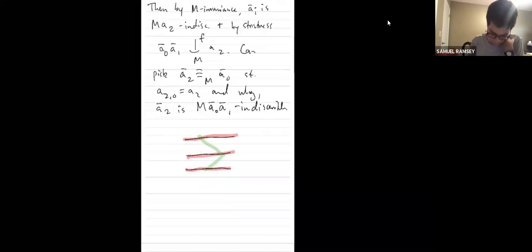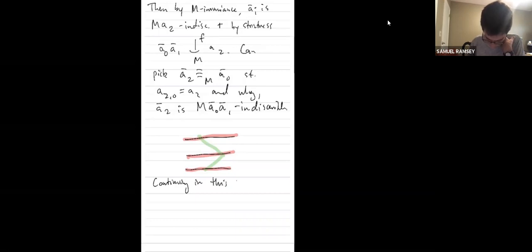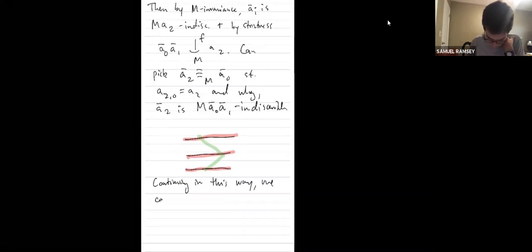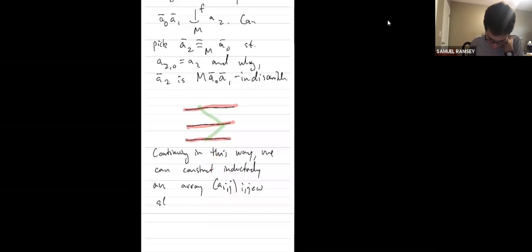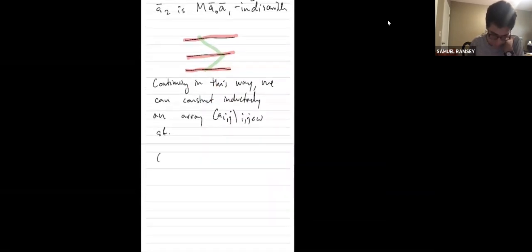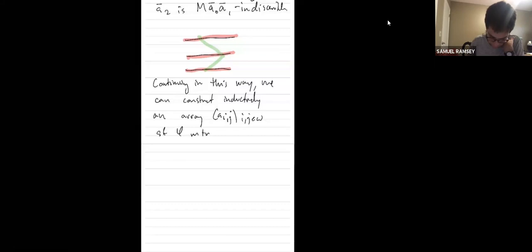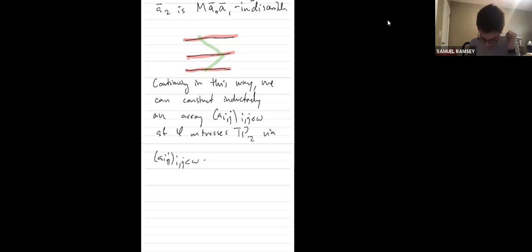So continuing in this way, we can construct inductively an array a_ij, i, j less than omega, such that phi witnesses, you know what it means, phi witnesses TP2 via this array a_ij, i, j less than omega. So that's the proof.